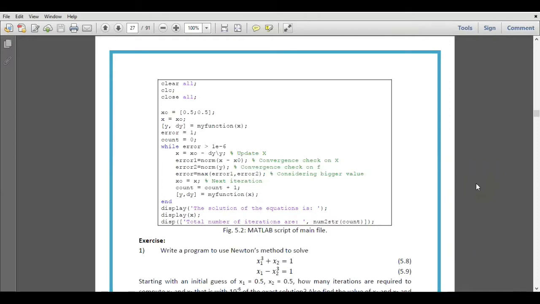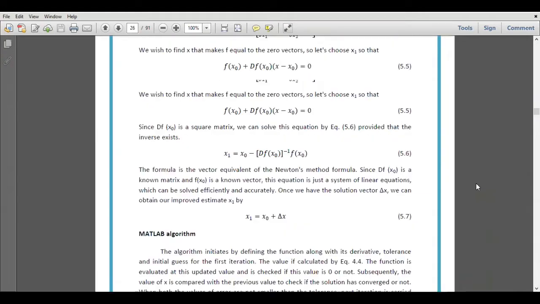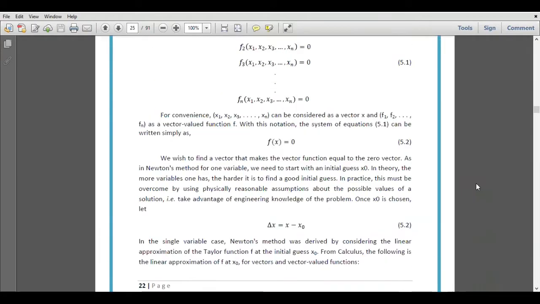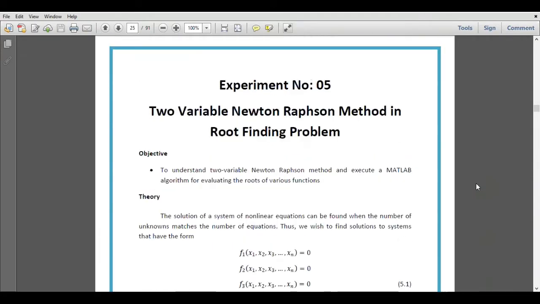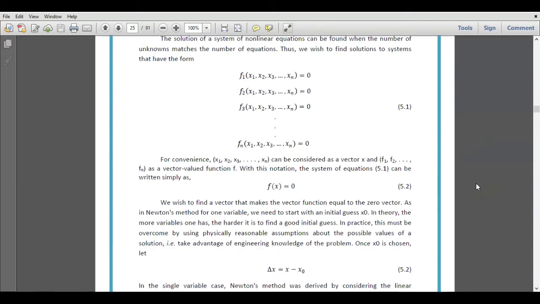In this lecture, I am going to demonstrate the implementation of the two-variable Newton Raphson method for solving multi-dimensional nonlinear equations. The two-variable Newton Raphson method is very much identical to the single-variable Newton Raphson method. The only difference is that we have more than one function whose solutions are to be determined.